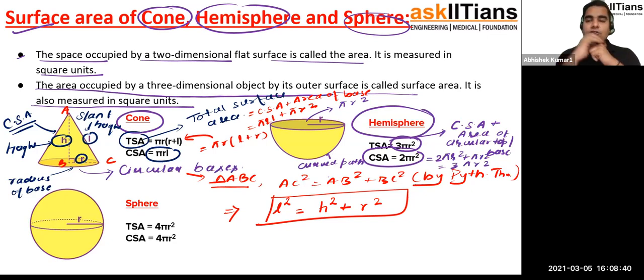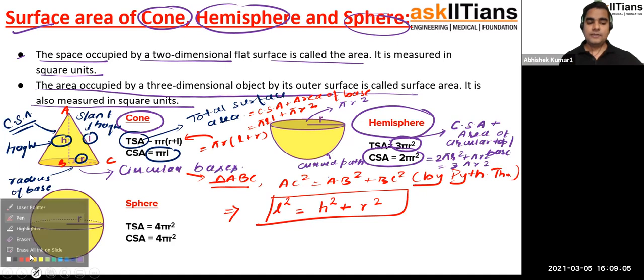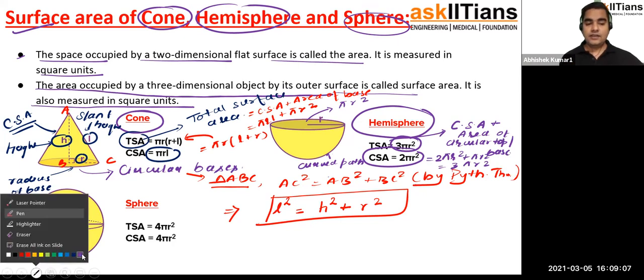If they ask you to find CSA, then the formula remains the same as the formula we are going to discuss for TSA. Because when I say sphere, I'm talking about shapes like the shape of a cricket ball, football, or any kind of ball that we have. That is the shape of a sphere. So in a sphere, there is no difference between TSA and CSA. That should be very, very clear to you all.